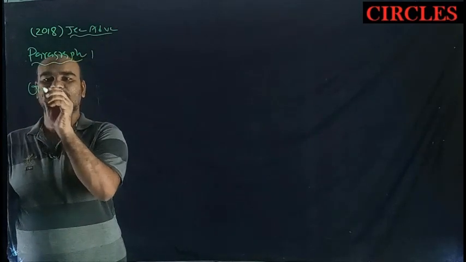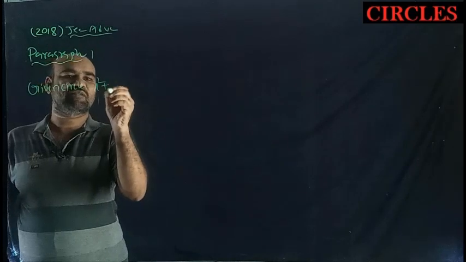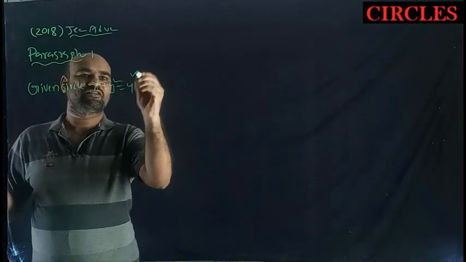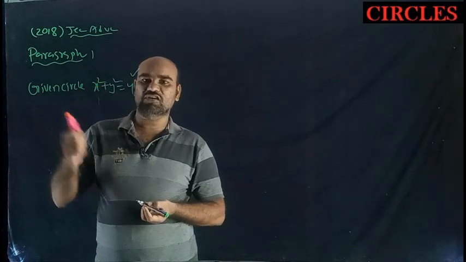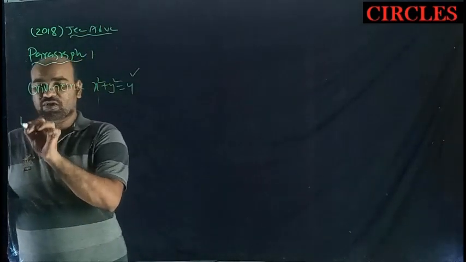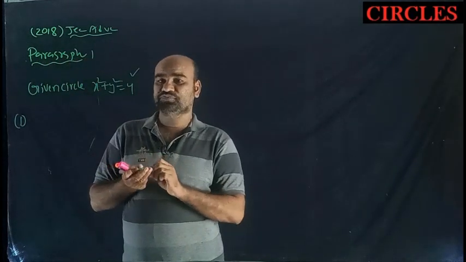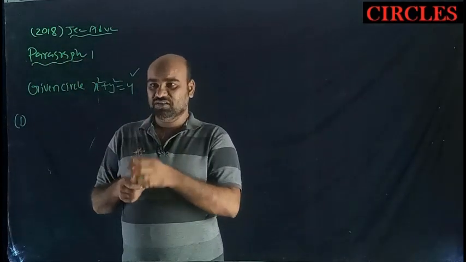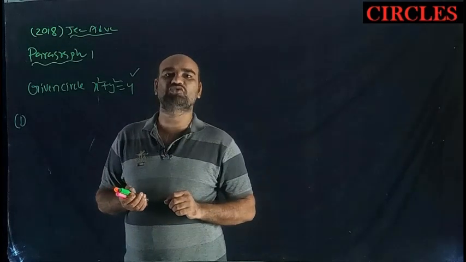Given circle: x square plus y square equal to 4. This is the only given information. Based on this information, you need to solve two problems. First problem: I want to write the information. For this circle, this is the basic circle whose center is 0, 0 and radius is 2.